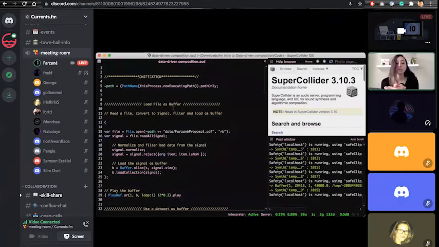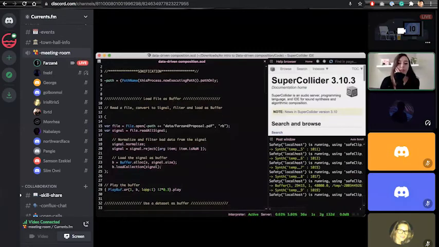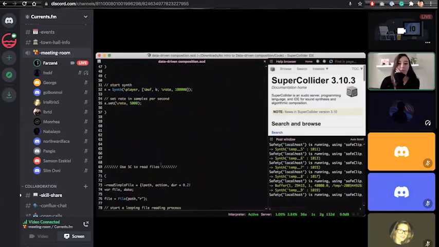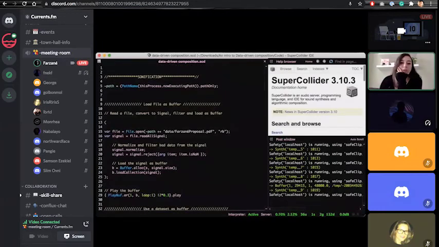So in the first section, what I'm doing is mostly what Ikeda was also mentioning, that you take the data from the PDF, you read them as signals, and then you just give binary information, so zeros and ones. And then you load them into a buffer, and then you simply play the buffer.